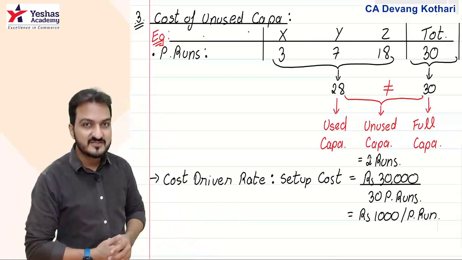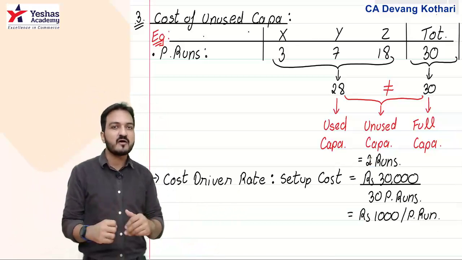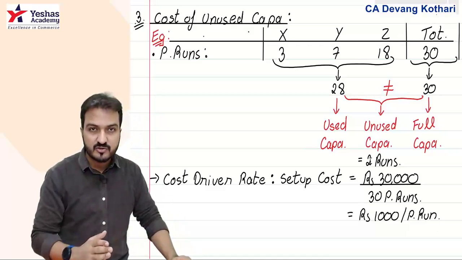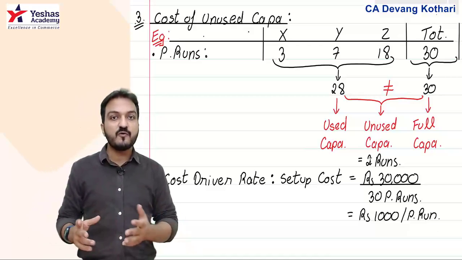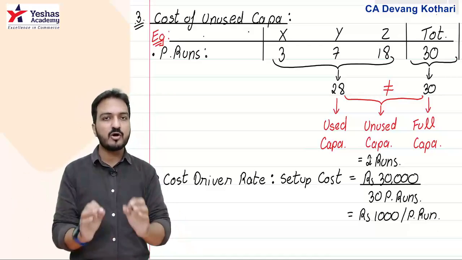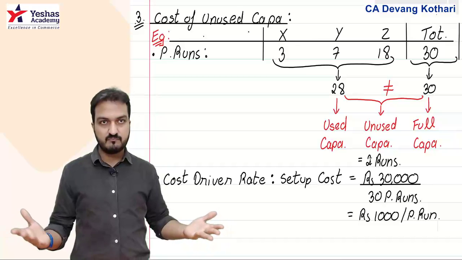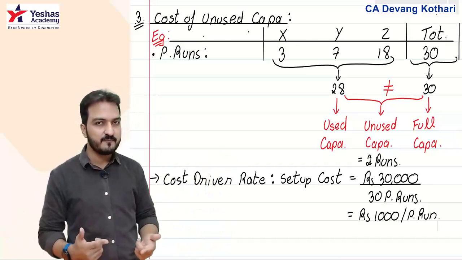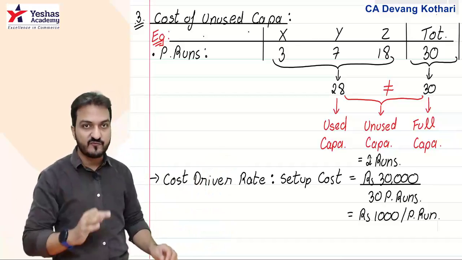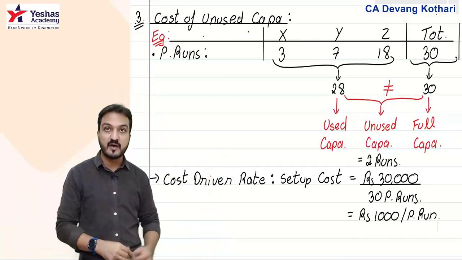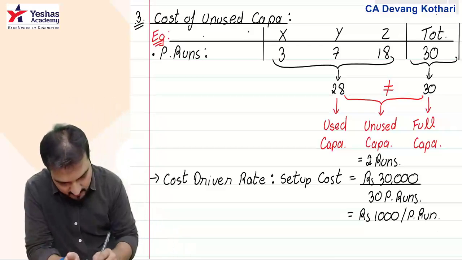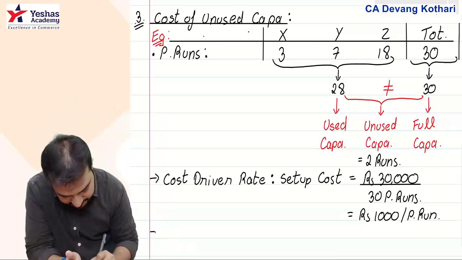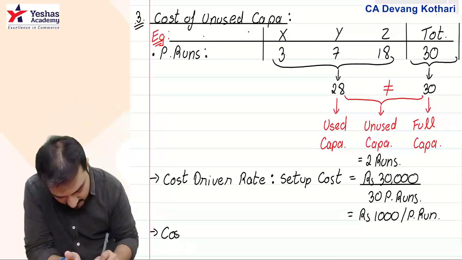For these 2 production runs which I have not used, cost is also incurred, but it was not incurred for producing any product. It is a cost which is waste, because 2 production runs you have wasted, so the cost of those 2 runs is also wasted. That cost is called my cost of unused capacity. So my cost driver rate 1000 per run, using that rate, I can identify cost of unused capacity.